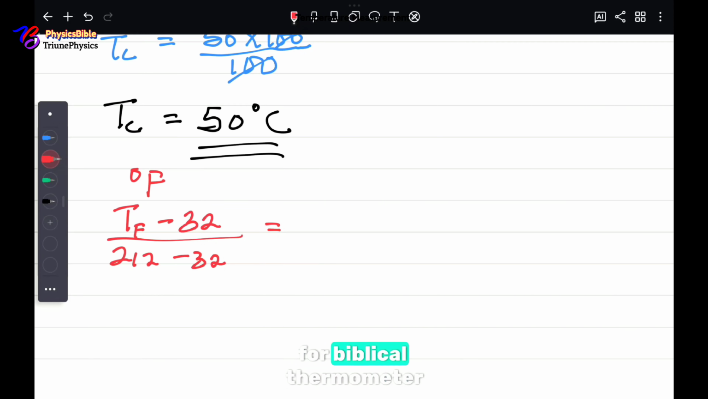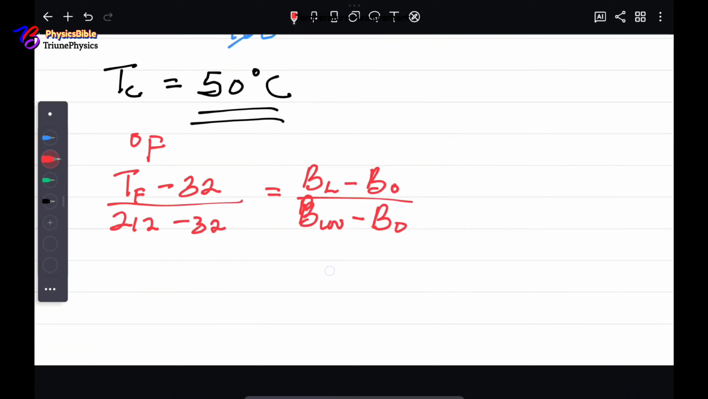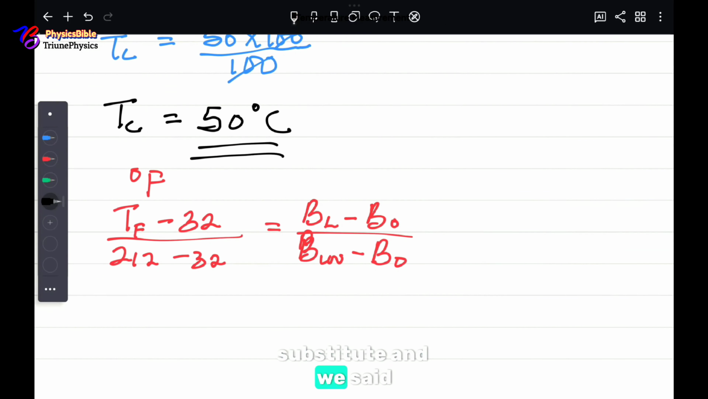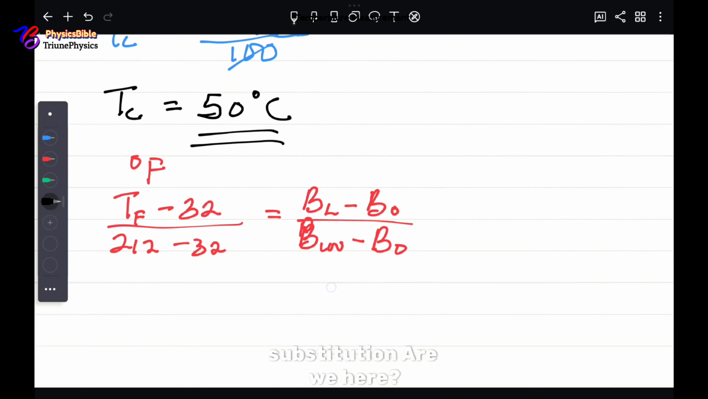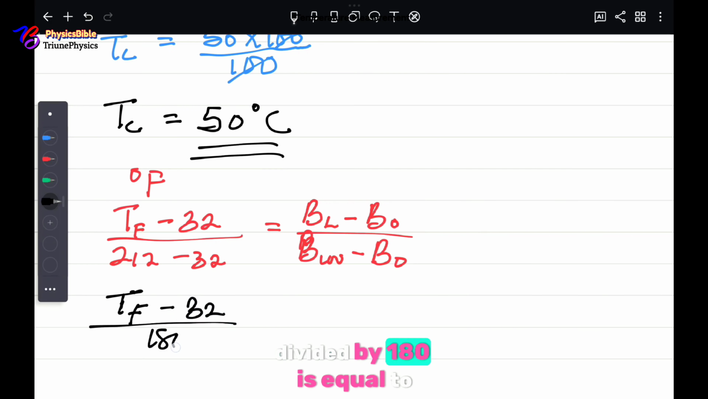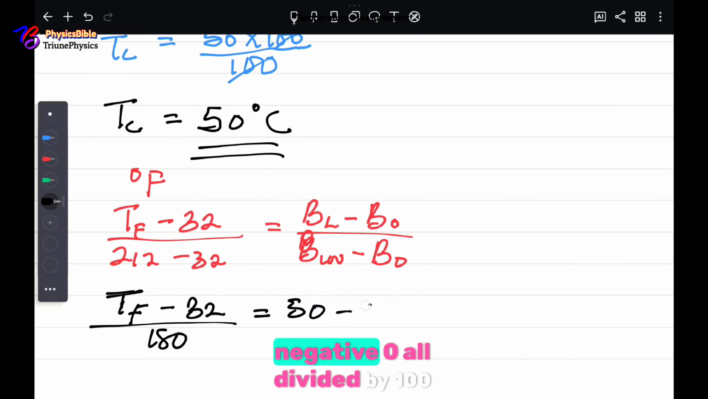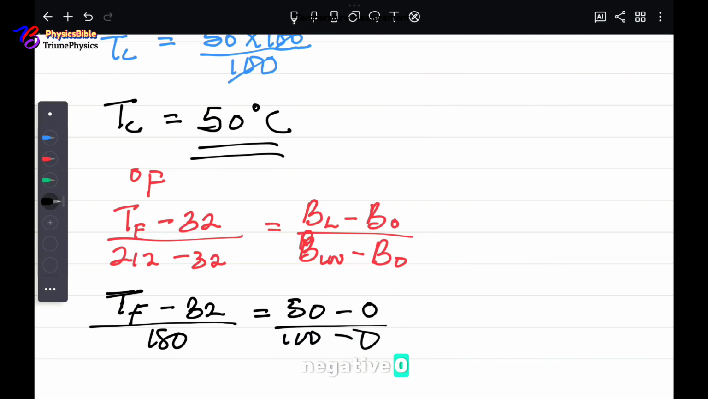Exactly. This will now equal, for the biblical thermometer or scale, B of L negative B of 0, all divided by B of 100 negative B of 0. I hope this is clear to you. Of course, we were able to substitute, and we said that B of 0 is 0 and B of 100 is 100. Hence, by substitution, we now have T of F negative 32 all divided by 180 is equal to, B of L is what? 50 negative 0 all divided by 100 negative 0.